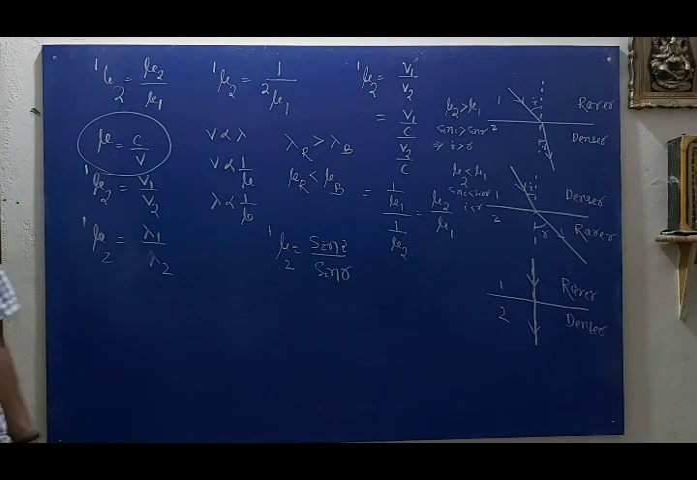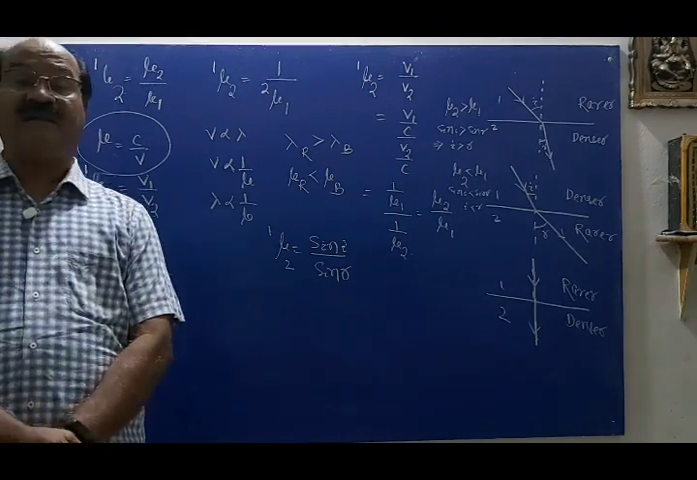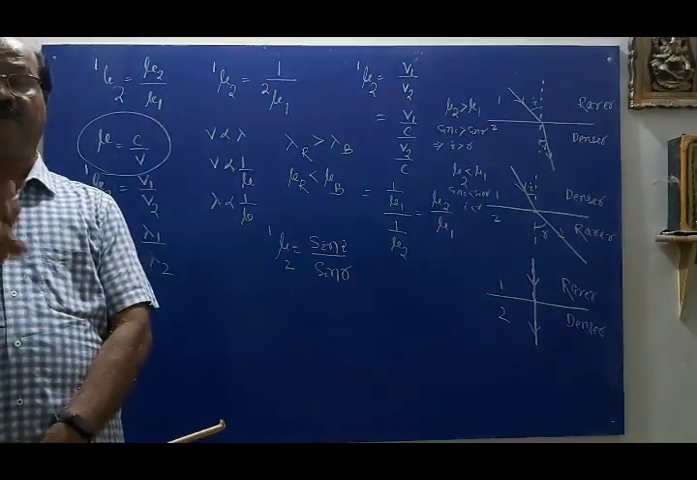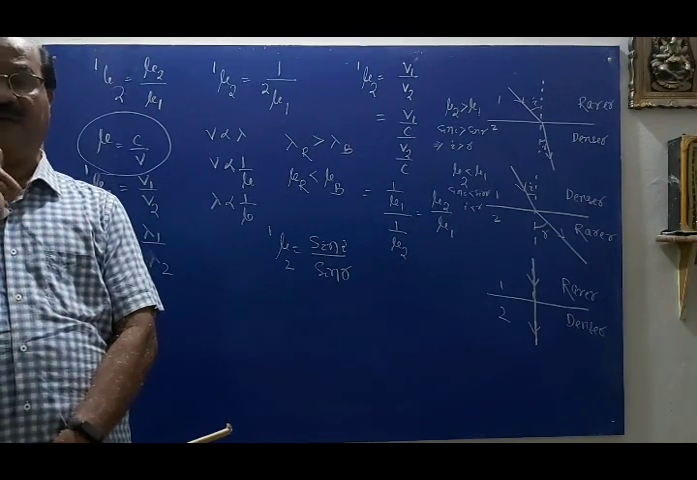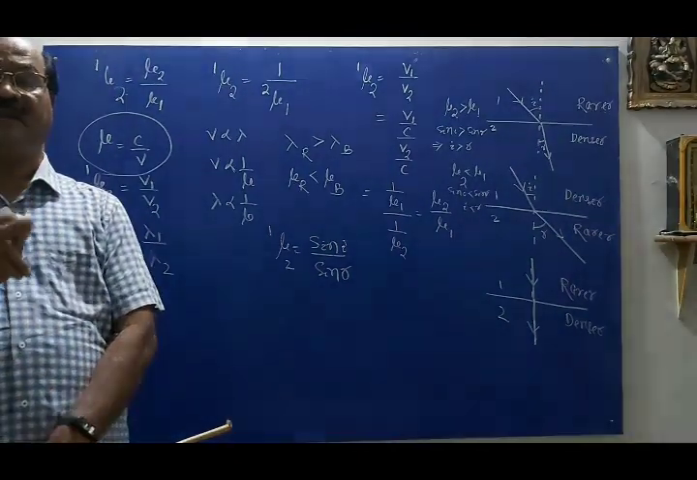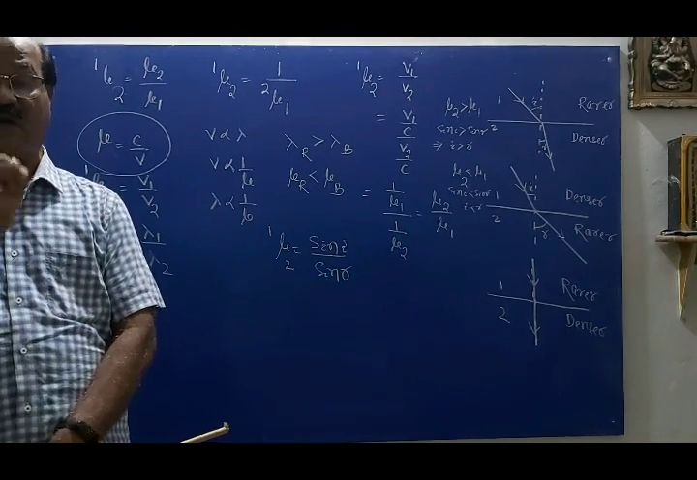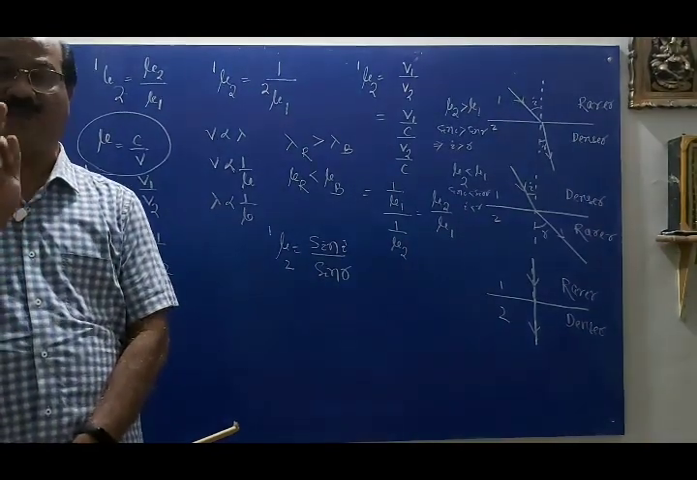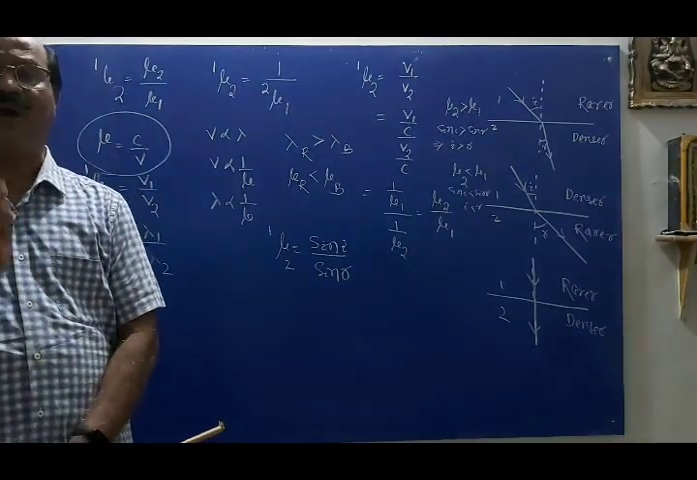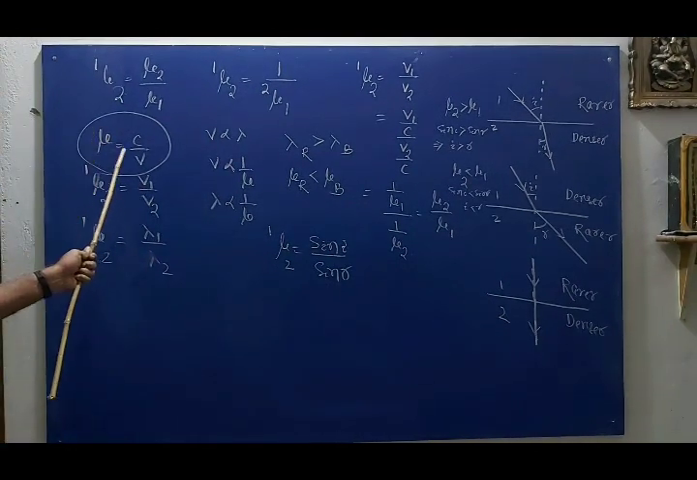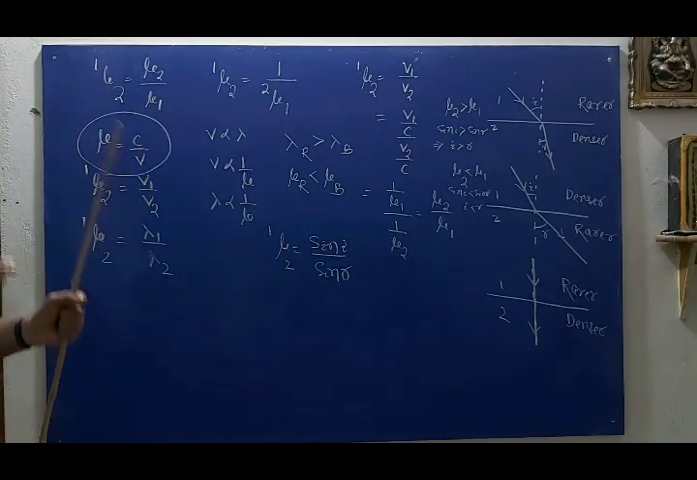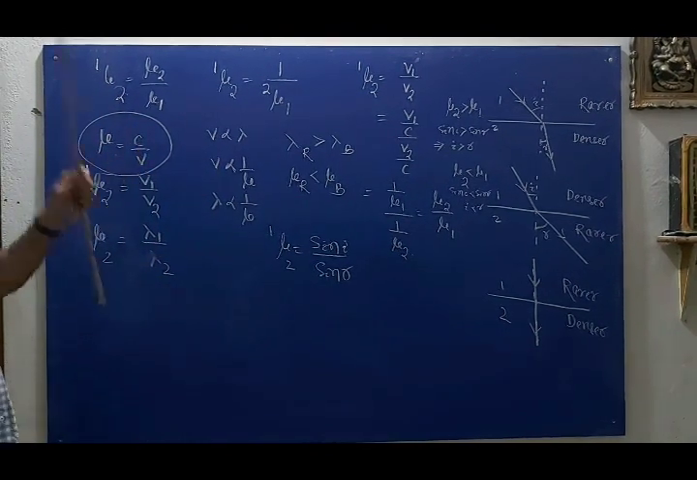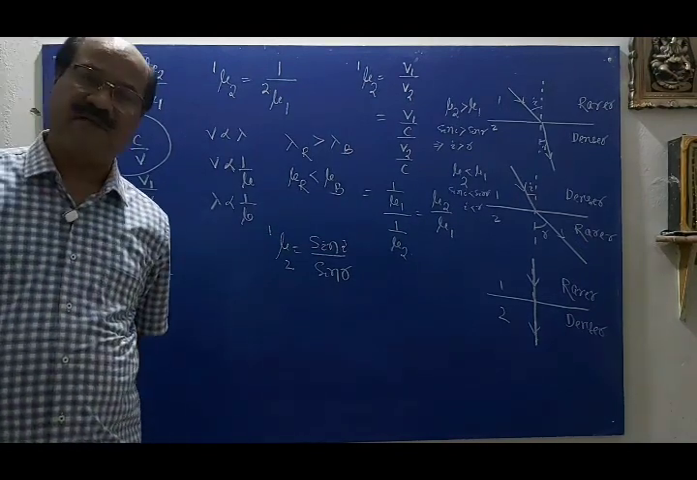So what is the general definition of absolute refractive index? Absolute refractive index is defined as the ratio of the speed or velocity of light in vacuum or air to the speed or velocity of light in the given medium whose refractive index you are finding. So mu equals c by v.